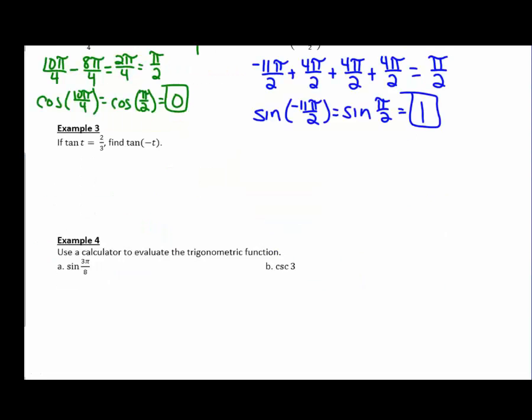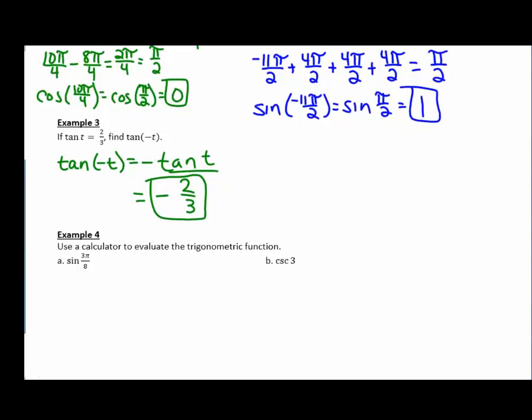Let's take a look at even and odd functions. In example number 3, if tangent of t equals 2/3, then we need to find the tangent of negative t. Going back to our even and odd functions, the tangent of negative t is going to be equal to negative tangent of t, because tangent is an odd function. And so if the tangent of t is equal to 2/3, then our tangent of negative t is going to be equal to negative 2/3.